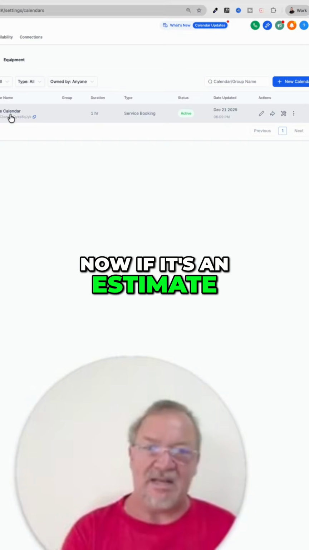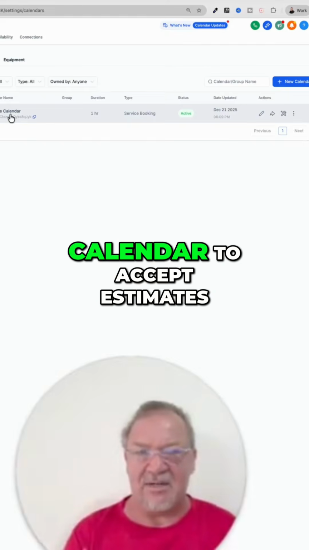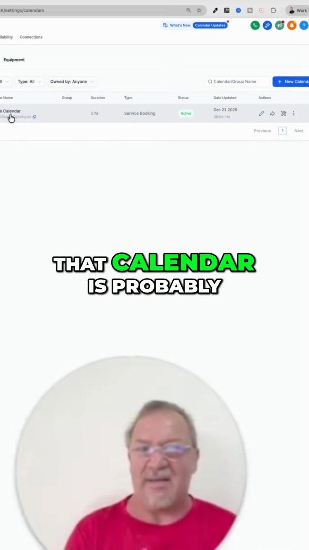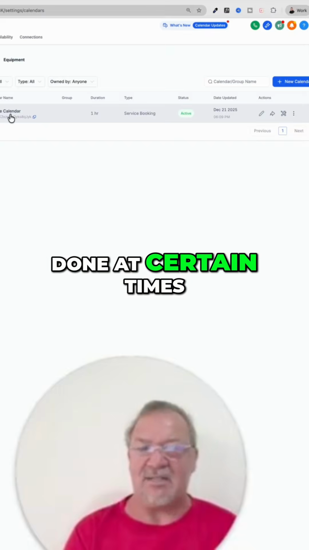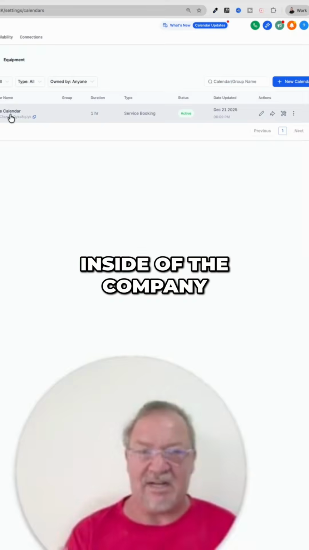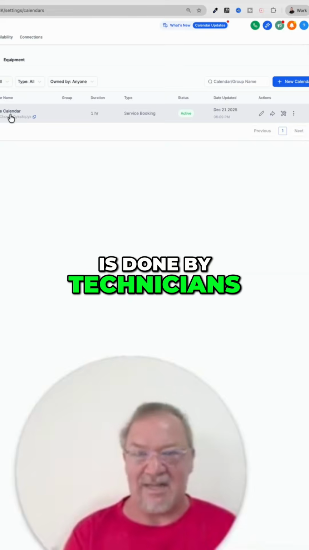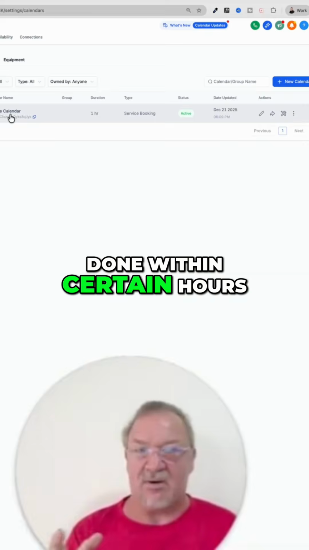Okay? Now, if it's an estimate, then you're going to have to configure the estimate calendar to accept estimates. And then that calendar is probably going to be used differently than the service calendar. Okay. Because estimates are typically done at certain times of the day and only by certain people inside of the company. Whereas a service calendar is done by technicians in the company and done within certain hours of the day.